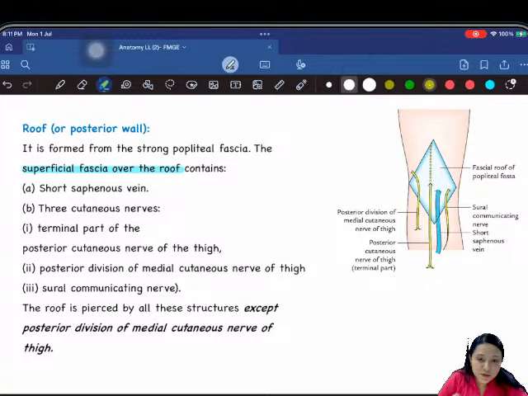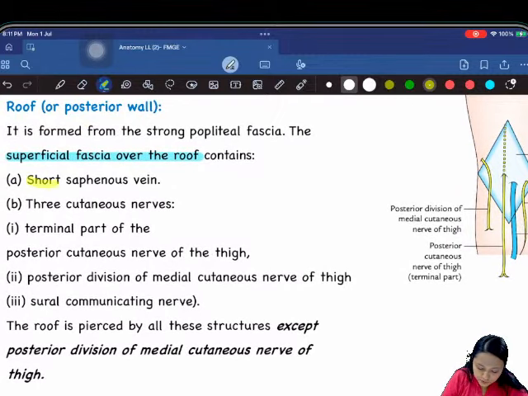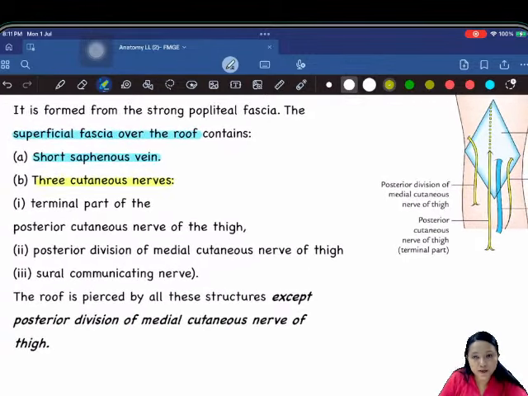Yesterday we studied the great saphenous vein. Today we are going to study the short saphenous vein, the small saphenous vein. So you have the short saphenous vein in the roof. Then you will have three cutaneous nerves. These nerves are very important because sometimes you might get a question on these cutaneous nerves as well. You have the terminal part of the posterior cutaneous nerve of thigh, then the posterior division of the medial cutaneous nerve of thigh, and the sural communicating nerve.